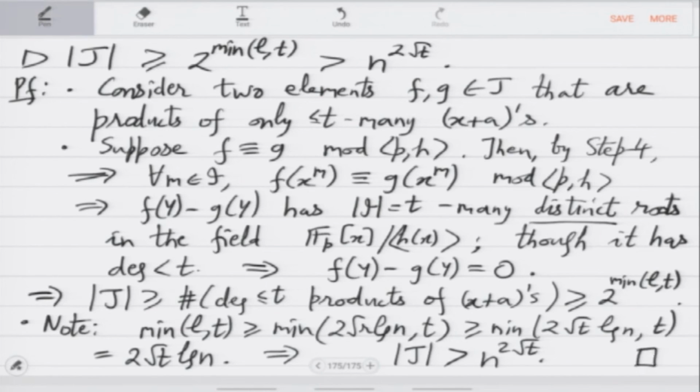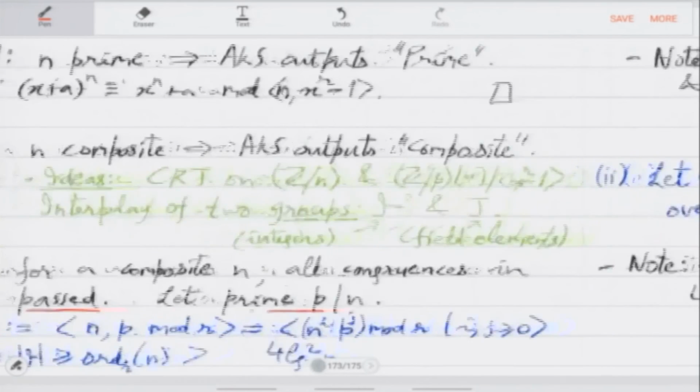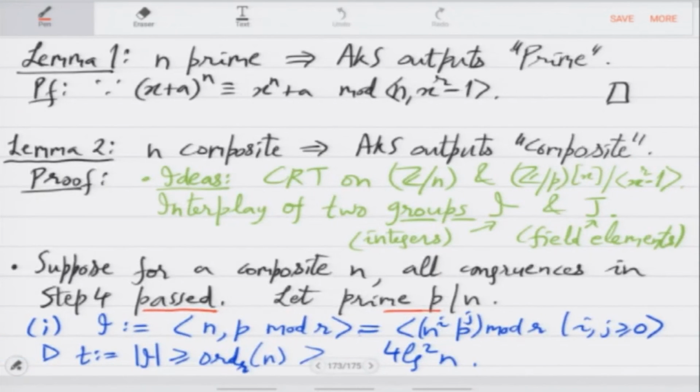Okay, so, we have shown these two lower bounds. We have shown that J is a large group of finite field elements, and we have shown that I is a large group of numbers. So, based on this, we will deduce the contradiction in the next class. Stop.